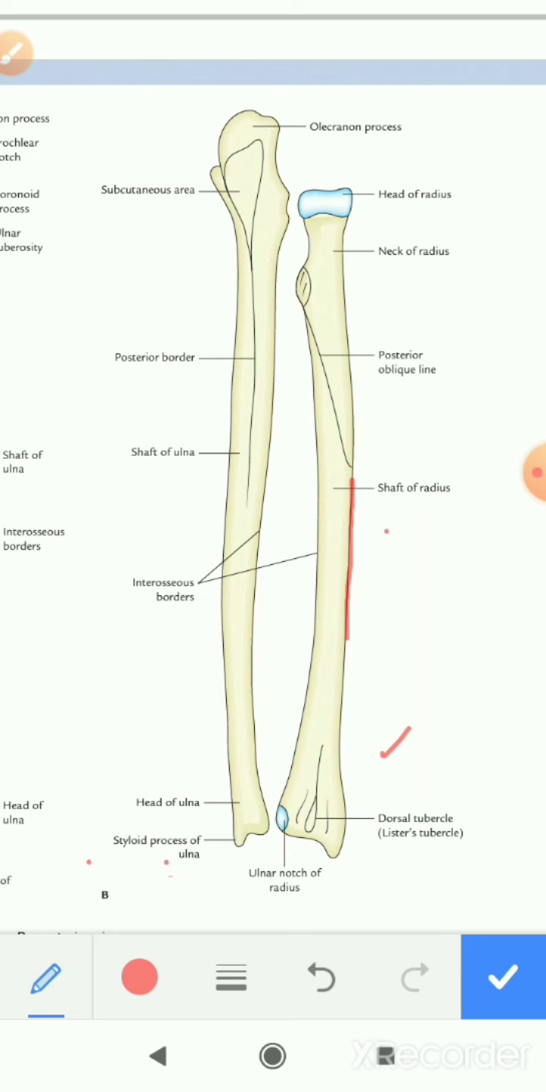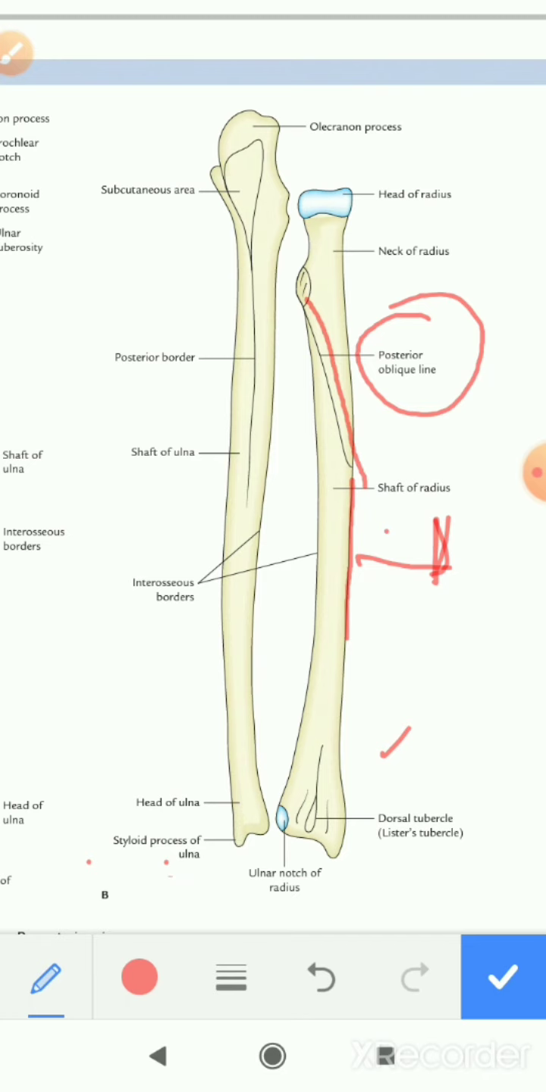So I'm telling it again, the posterior border is not well visualized, but its middle third is well defined, and above it there is an oblique line extending upward and medially towards the radial tuberosity. This is called the posterior oblique line.